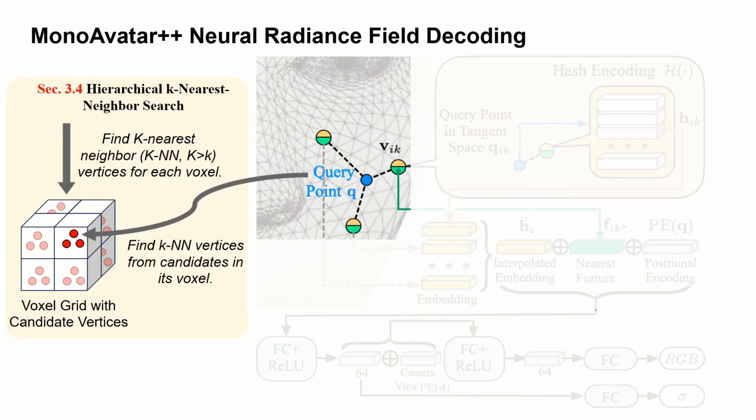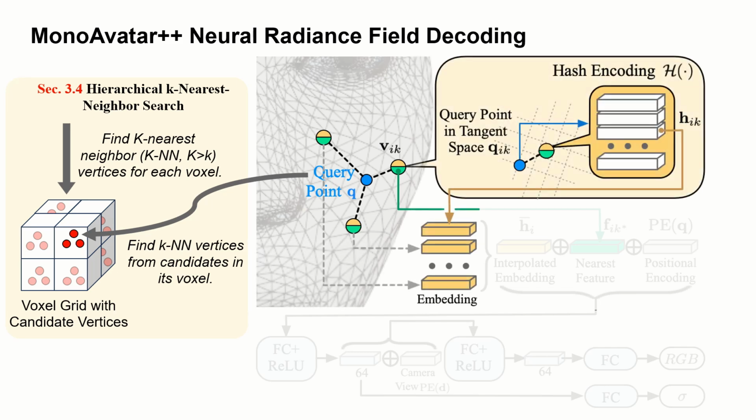The decoding starts with our hierarchical k-nearest neighbor search. We first split the 3D space into a coarse voxel grid, then find K nearest neighbor vertices for each voxel center, and cache them in the voxel as candidate vertices. For a query point, we can find its k-nearest neighbor vertices just from the candidates cached in the voxel that the query point falls in. Thus, we do not need to search over all vertices and hence improve the efficiency.